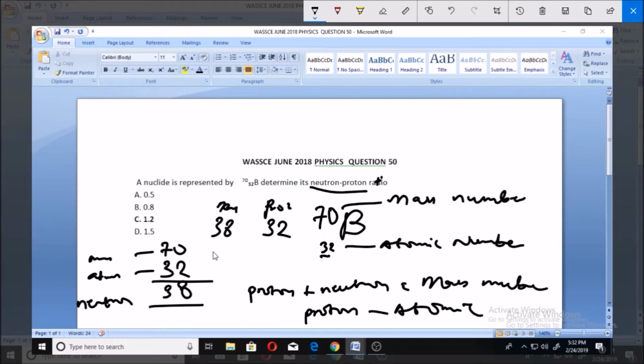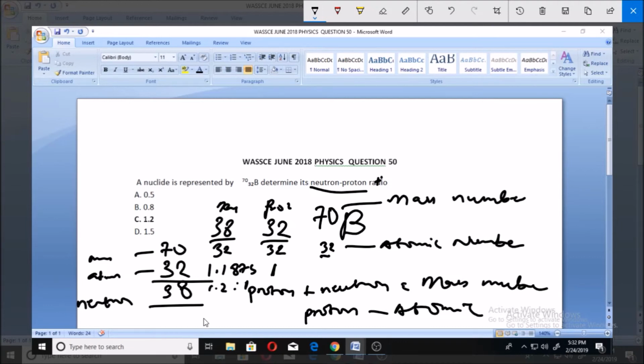To get the ratio, we divide through by the smallest number. So if you divide this by 32 and divide this by 32, when you divide this one, you're going to get 1. So what will you get when you divide 38 by 32? 38 divided by 32 will give us 1.1875, so approximately 1.2 is to 1.